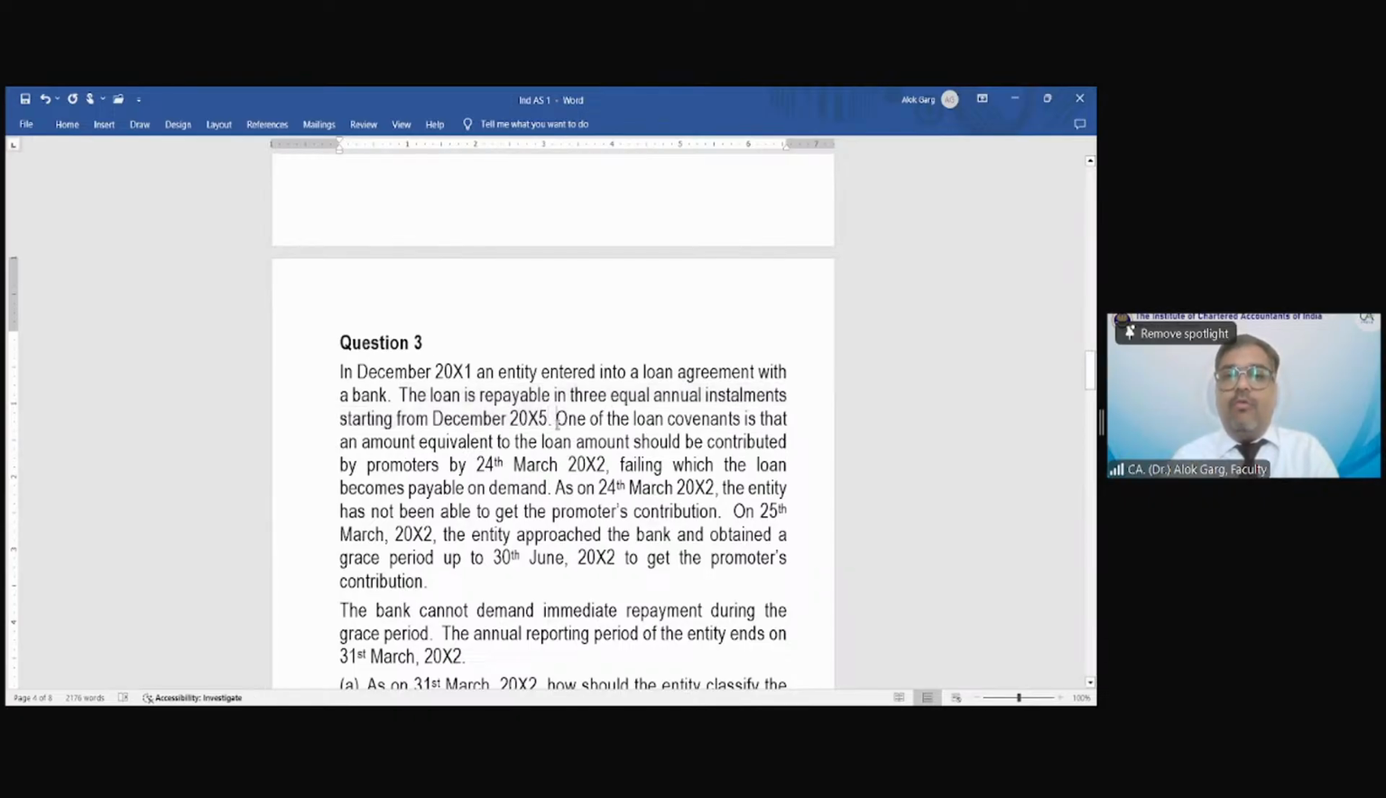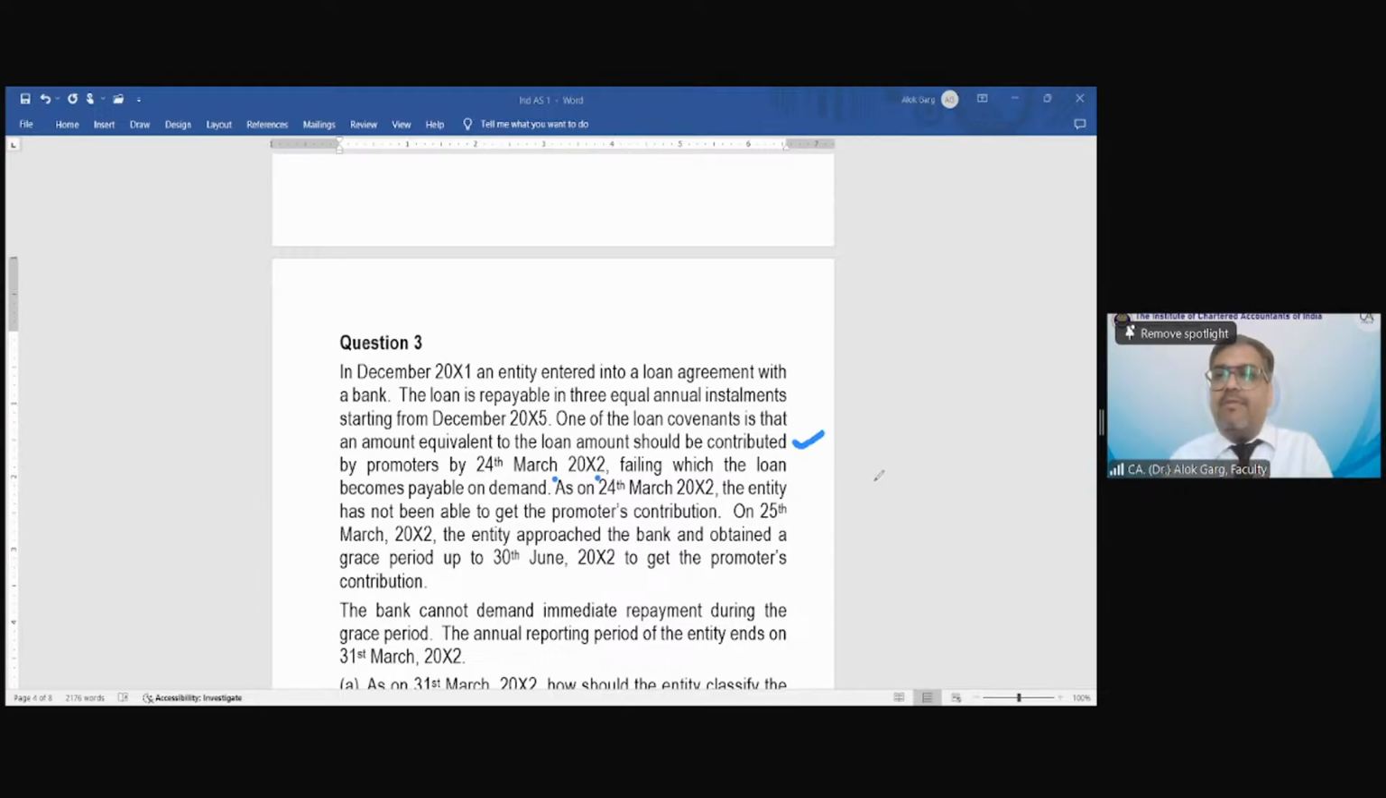One of the loan covenants is that an amount equivalent. So one of the loan covenants, what is meant by loan covenants? The terms and conditions of the loan. Okay. One of the loan covenants is that an amount equivalent to the loan amount should be contributed by the promoter by 24th March 2002.